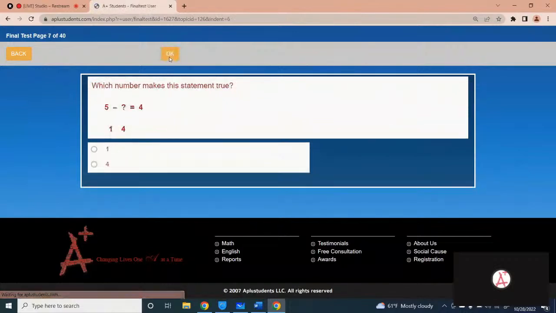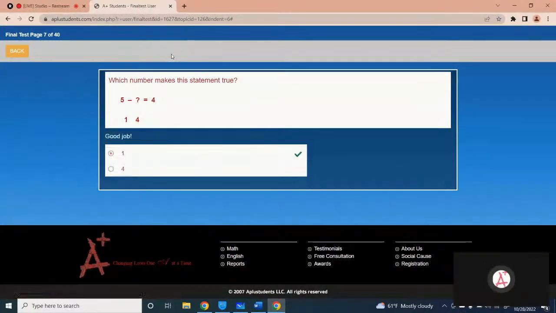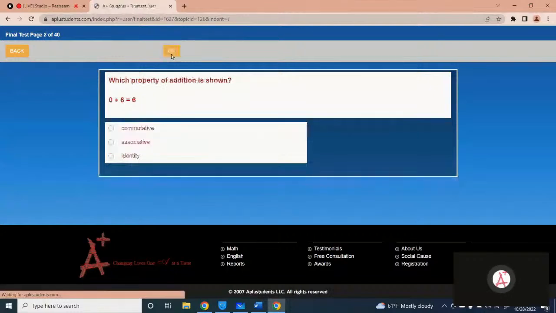Okay, so the next one is 5 subtract the missing number equals 4. You are given two options, and they are 5 minus 1. So 5 minus 1 is 4. That means the correct option is 1. Got it? Okay, you can complete the test by yourself later today.